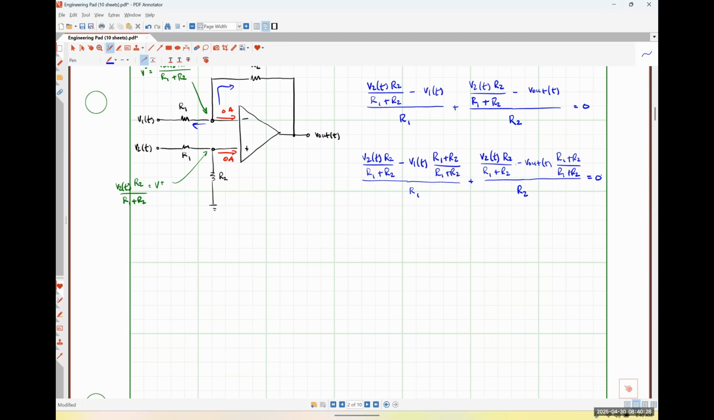So I've done this so that I have a common denominator in my numerator, okay? So if I were to multiply both sides by a factor of R1 plus R2, essentially, I would be able to get rid of all of those denominators because it's common everywhere and I have 0 on the right-hand side, right?